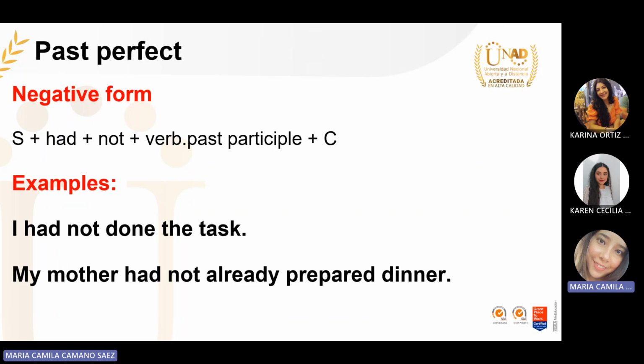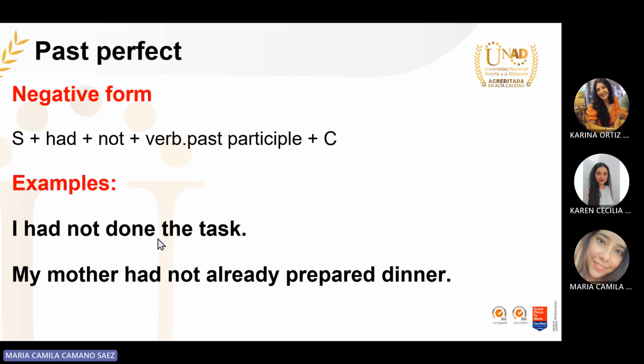And in the negative form, we only add not after the auxiliary verb that is had. So the first thing you have to write is the subject, the auxiliary verb had, the negation not, the verb in past participle form, and the complement. So as you can see here: I had not done the task, and my mother had not already prepared dinner.